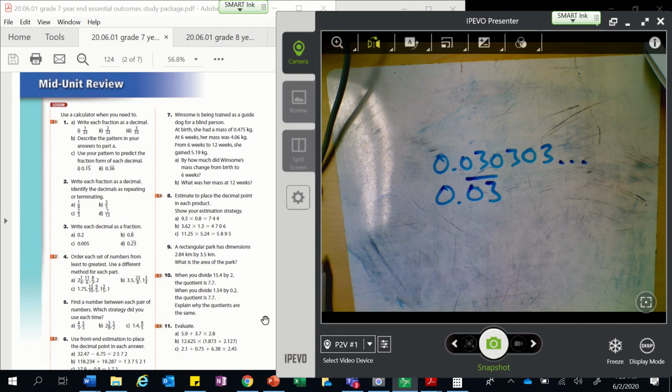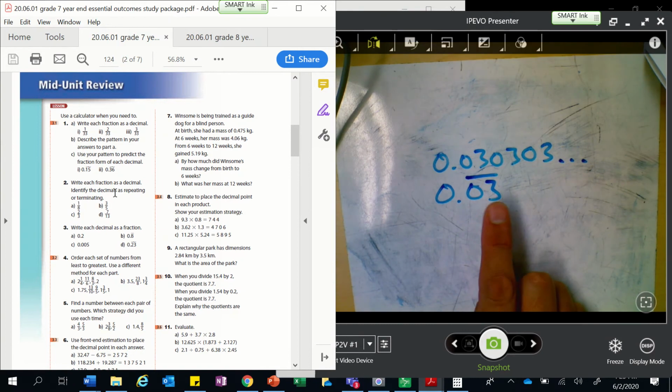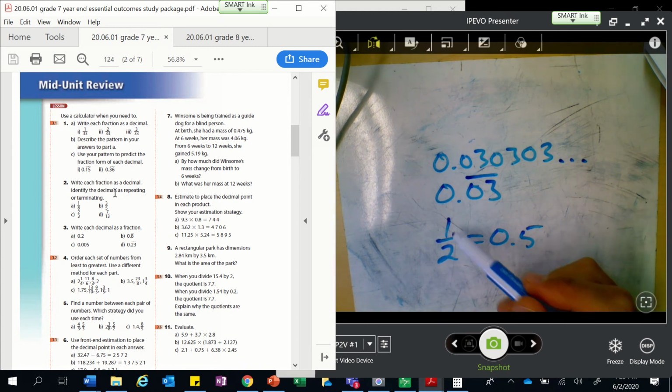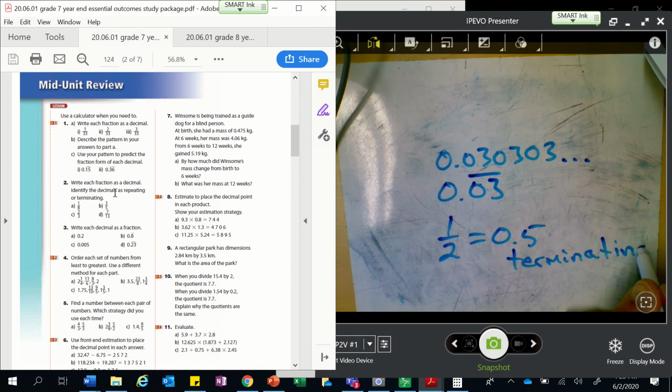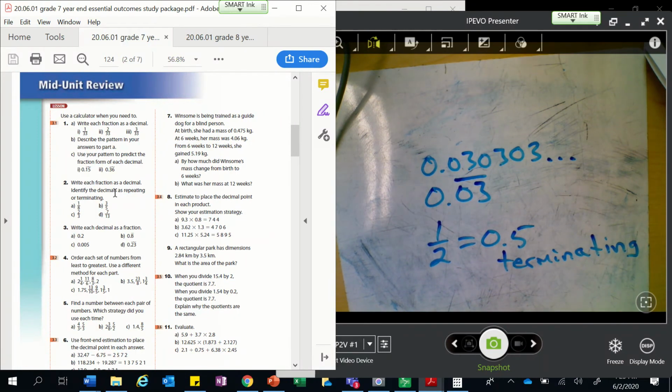In number 2, it talks about repeating versus terminating decimals right here. A repeating decimal is like what we showed here. However, if I was changing a fraction like 1 over 2 into a decimal, 1 divided by 2 equals 0.5. It stops right at 0.5. That means it is a terminating decimal. Terminating means that it's stopped in its tracks, like the Terminator, Arnold Schwarzenegger was trying to terminate John Connor. It terminates or stops there.